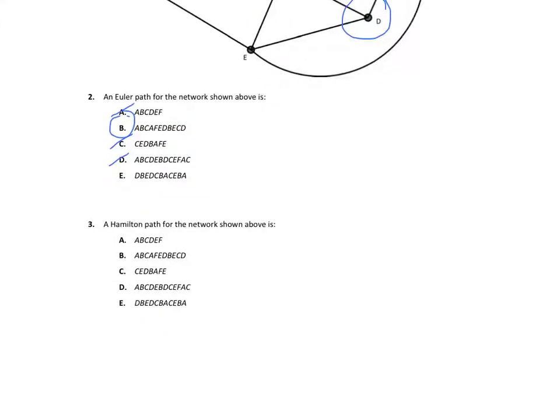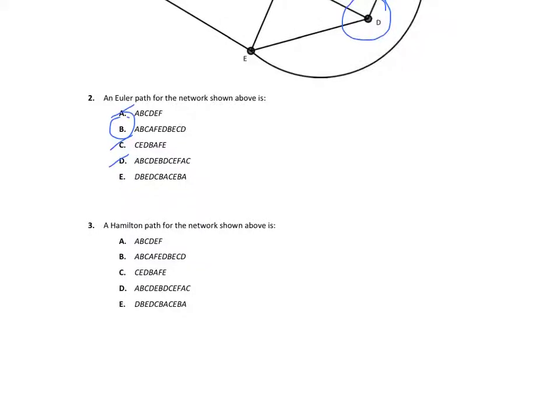For part C, a Hamilton path for the network shown above. Again, a Hamilton path needs to use every vertex just once. So we're looking at our keyword there. And we know that D and E are too long. We can also see in C, it actually uses vertex E twice, so our only possible answer there is A. But we can again, through trial and error, check those possible answers.